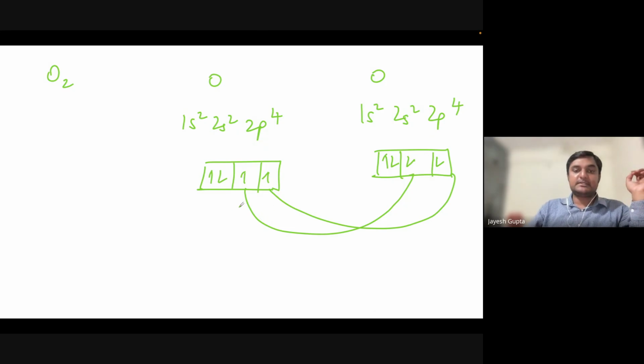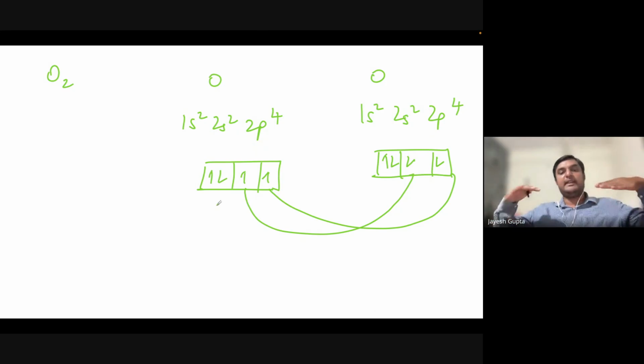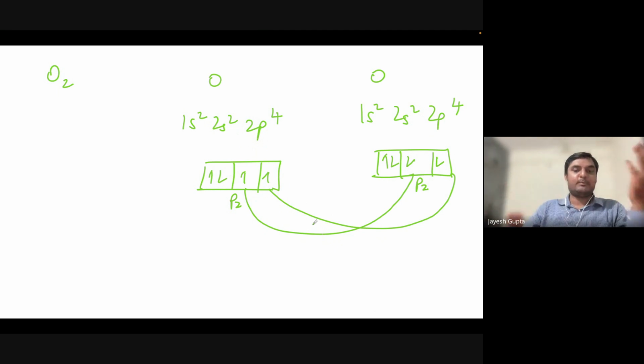For that purpose, as I told you, the Z axis is normally taken for head-on overlap. So you take this as PZ, this also as PZ, and perpendicular to it there will be PX or PY. So you can take PX and PX. That will be responsible for the pi bond.